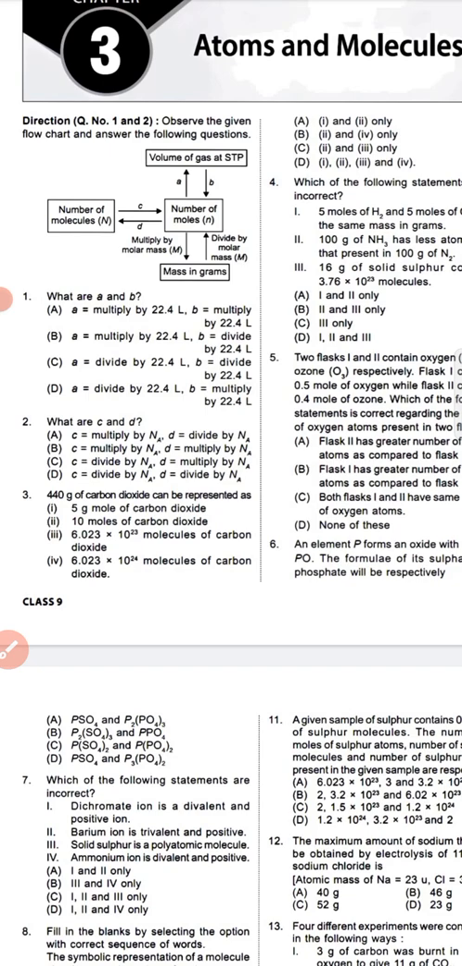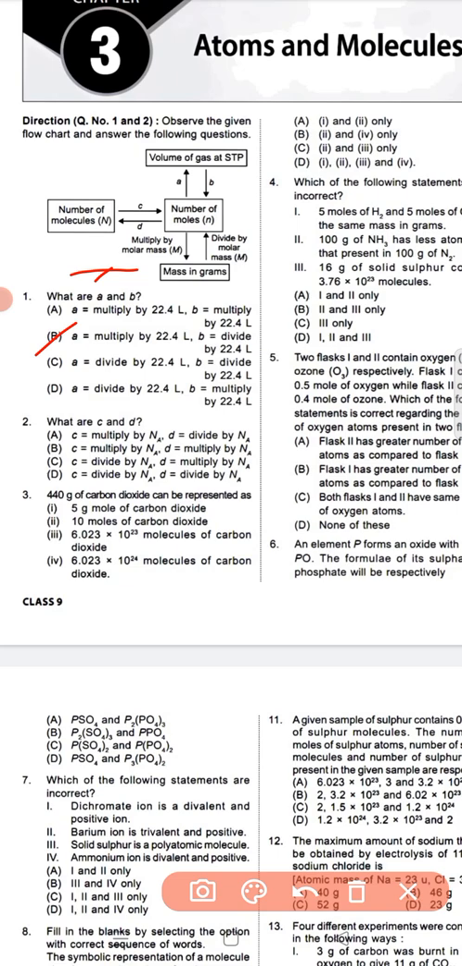What are A and B? The chart shows volume of gas, number of moles, and mass divided by molar mass in grams. We have to find the relation, what A and B are. So 1B is the answer, because A is 22.4 liter: we multiply number of moles by 22.4 liter to get volume, and if volume is divided by 22.4 liter, we get number of moles.